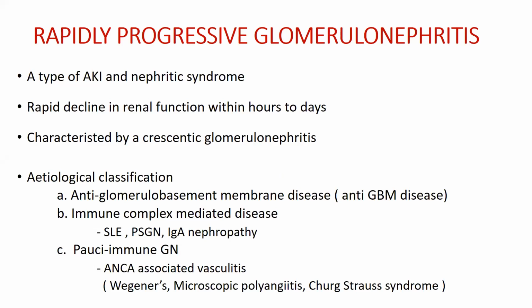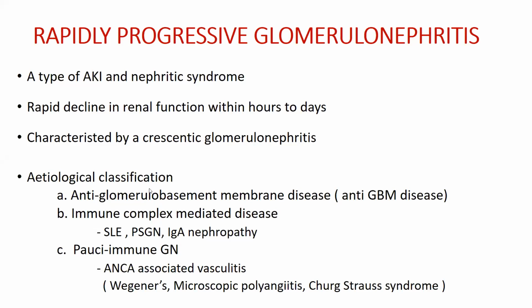So when you see a patient with AKI with evidence of glomerular hematuria, then you call this rapidly progressive glomerulonephritis clinically. Here you have rapid decline in renal function within hours to days. And if you do a biopsy in these patients, the hallmark lesion that you are going to see is crescents. And if you see crescentic glomerulonephritis on the kidney biopsy in these patients, then the underlying cause should be one of the following mentioned causes.